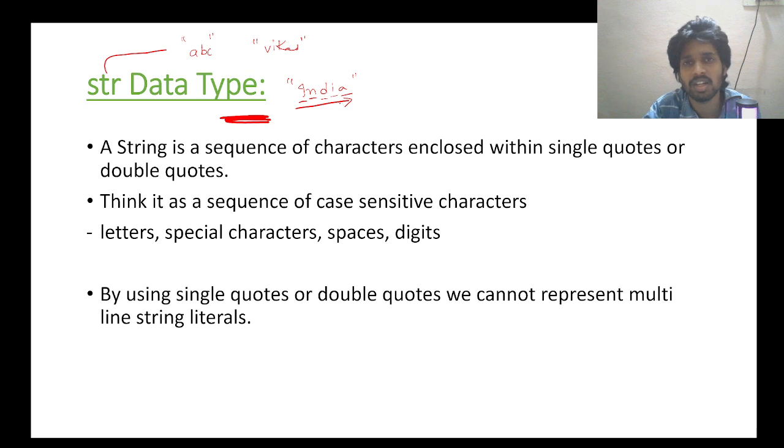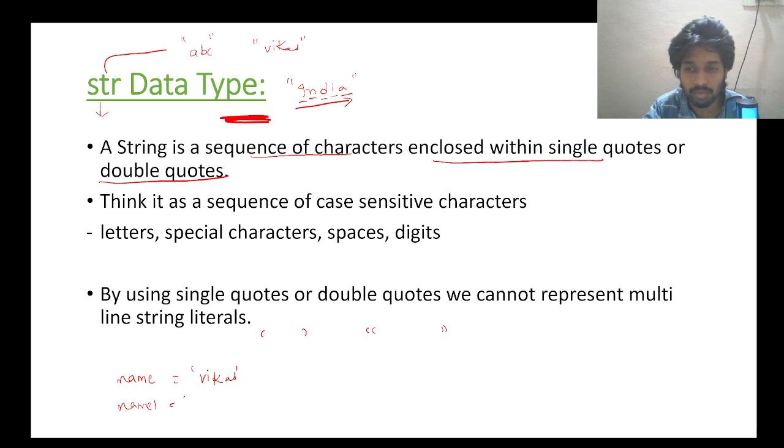To represent text data, Python provided a data type called string data type. It represents the sequence of characters. So a string is a sequence of characters enclosed within single quotes or double quotes. Whenever I'm trying to declare a variable with a string, I need to use either single quotes like this or double quotes like this. Either one is okay. If I want name is equal to, I can either use single quotes. I can also use name1 is equal to, and use double quotes. Either one is okay.